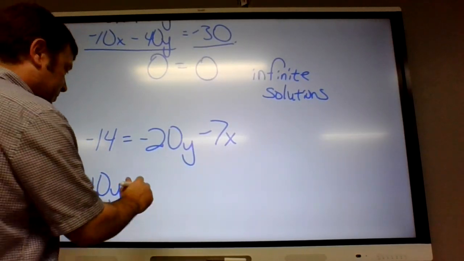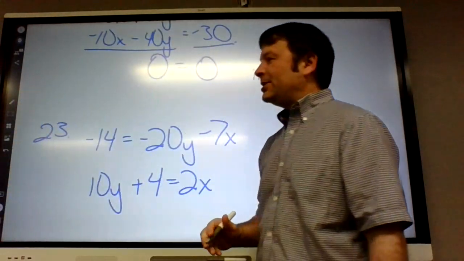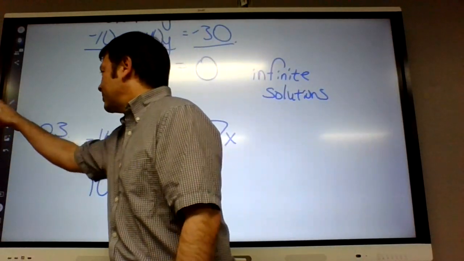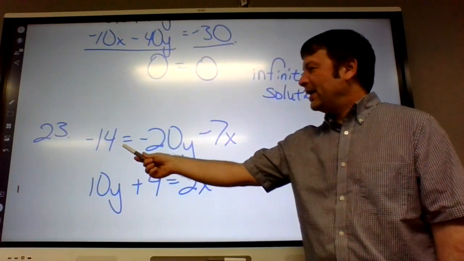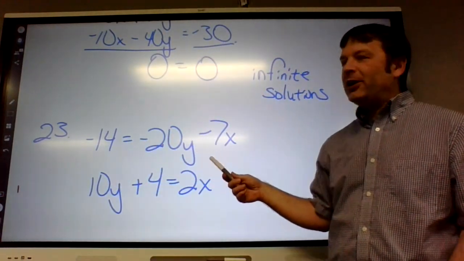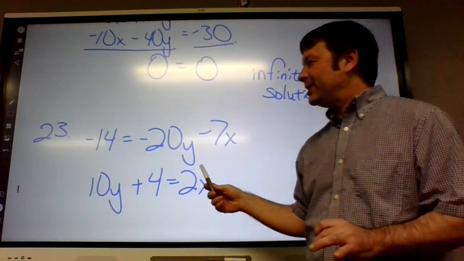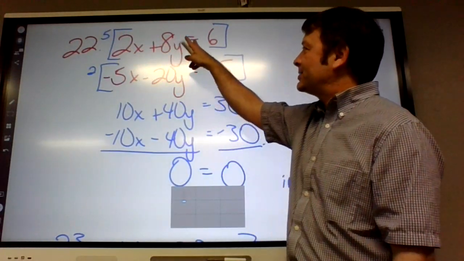10y plus 4 equals 6. Whoa, whoa. Okay, what is wrong with 23 and 24 also? You can't do the y's because everything is jumbled around. Every other problem, 1 through 22, is written in standard form. What is standard form? It's got the x's plus the y's equals a number.